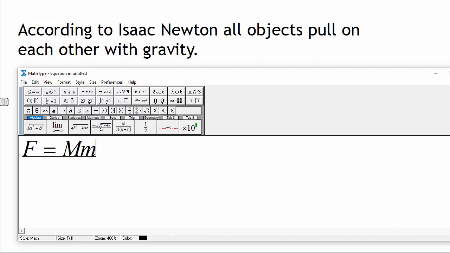Recall that a force is an interaction between two objects. The larger the mass is, the greater the force. The strength of the force also depends on the distance between the two masses. The greater the distance, the smaller the force. So we're going to set this up as a fraction, and we're going to put the distance between them on the bottom. We're going to call it r, because when we start dealing with satellites, you'll notice that the distance between two objects is typically the radius of a circle.